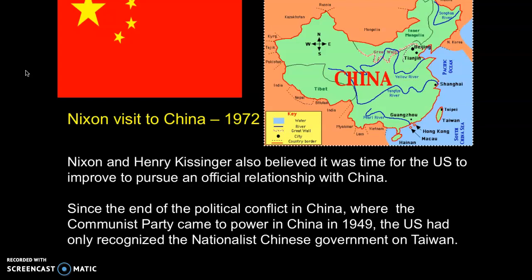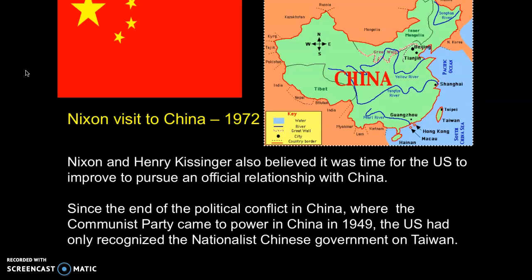From that point on, the United States only officially recognized the nationalist government on Taiwan. We recognized that as the official government of China, and in a way kind of spent decades pretending that communist China didn't exist. Through the 40s, 50s, even into the 1960s, Americans used the term Red China to refer to mainland China.